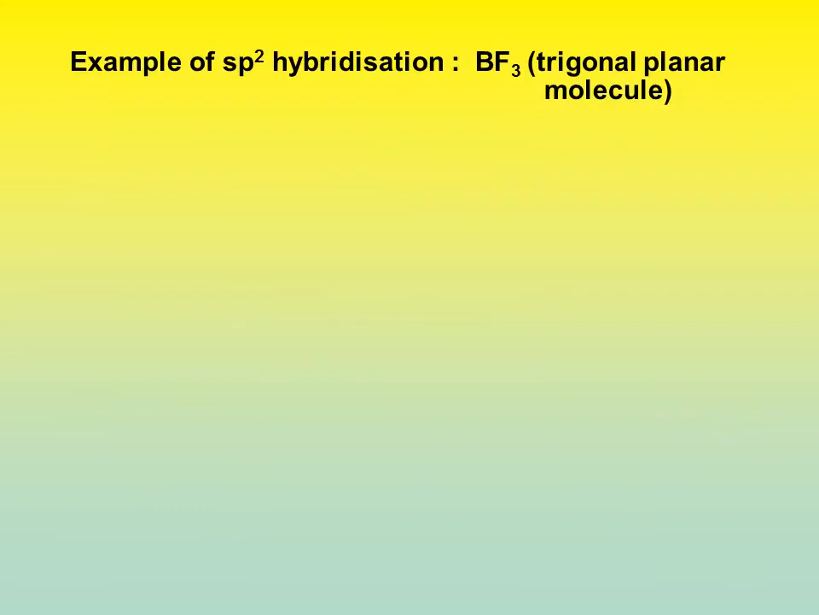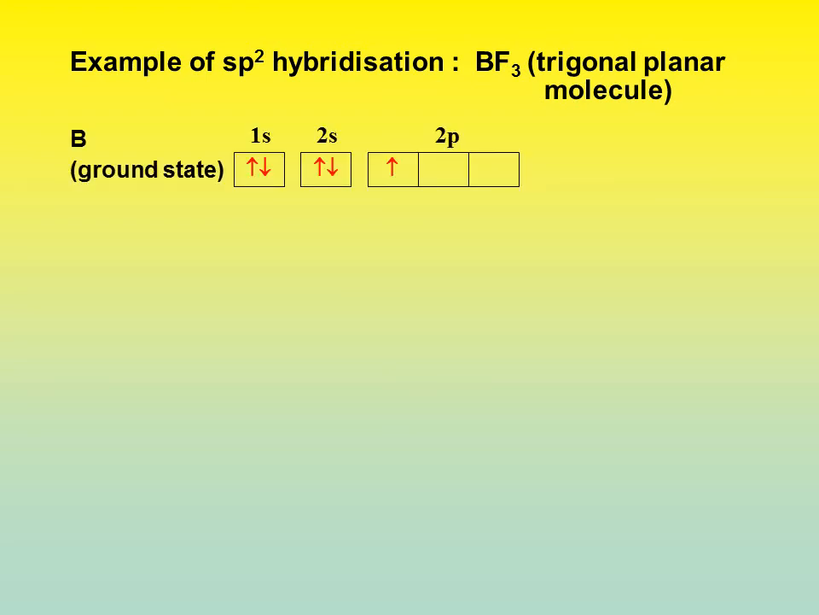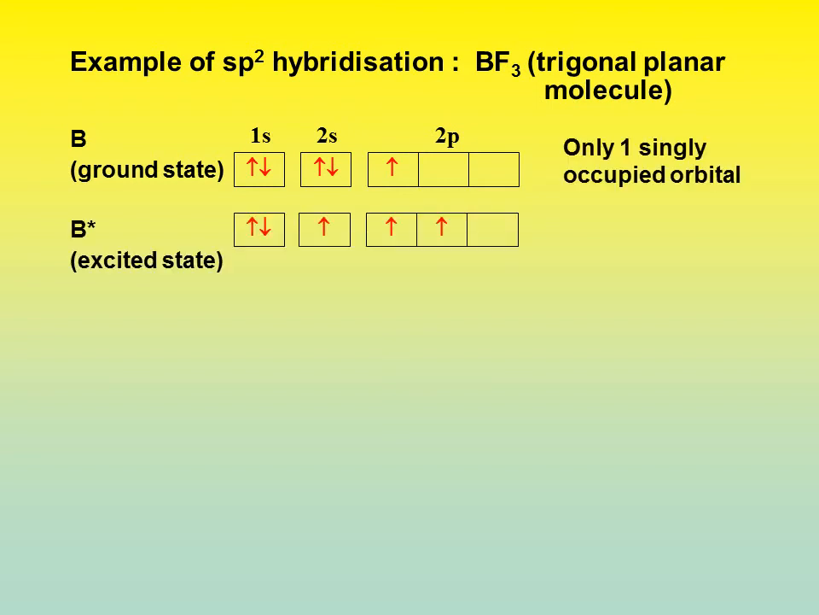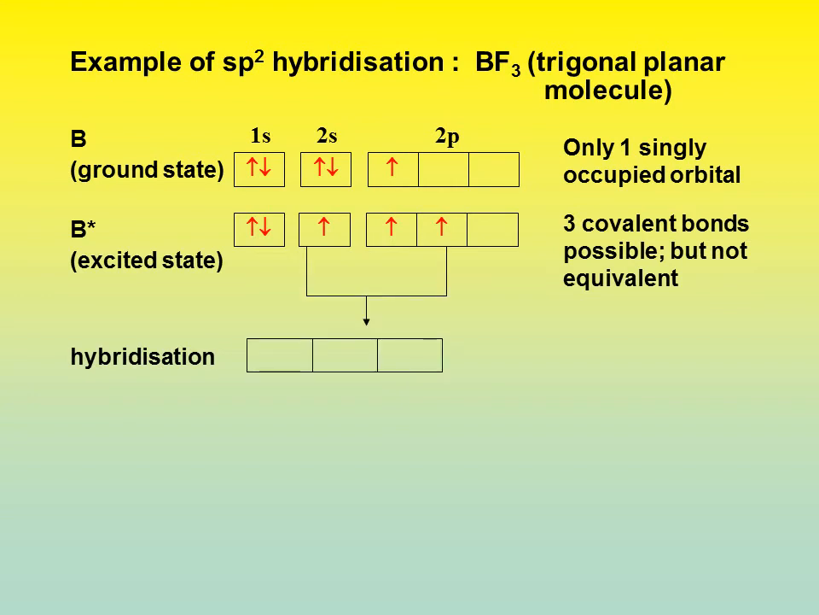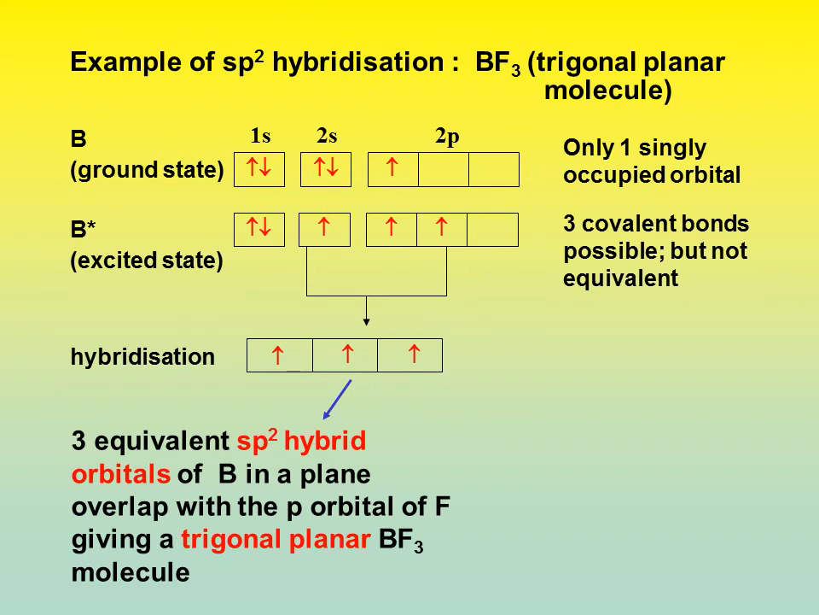Let us now look at the sp2 hybridization, which is found in BF3. In the ground state, the boron has an electronic configuration of 1s2, 2s2, 2p1. One of the electrons from the 2s orbital is then promoted to the 2p orbital in the excited state. The 2s orbital and two of the 2p orbitals are then hybridized to form three sp2 orbitals.